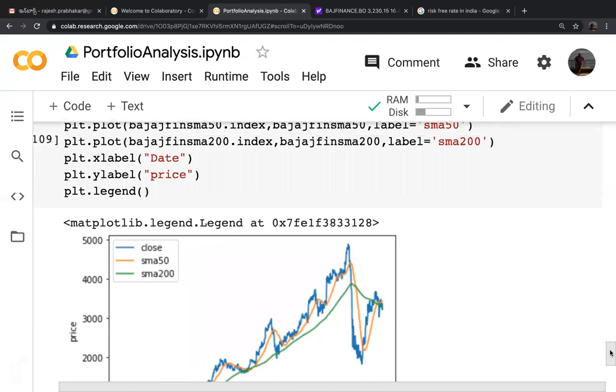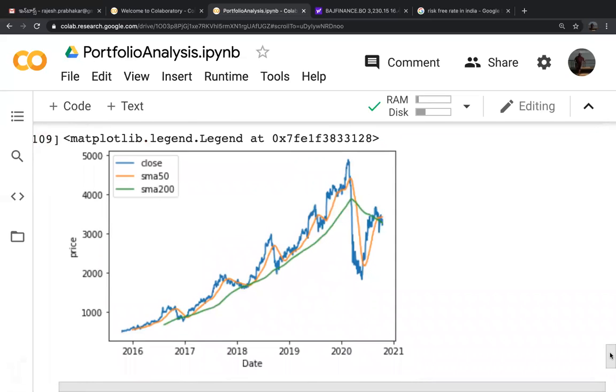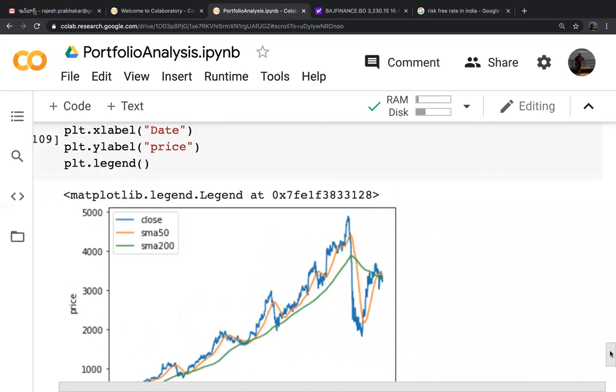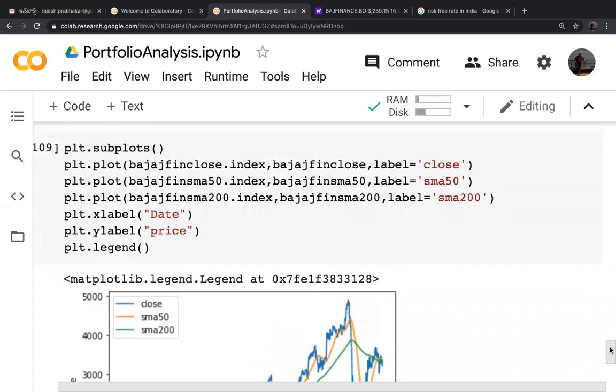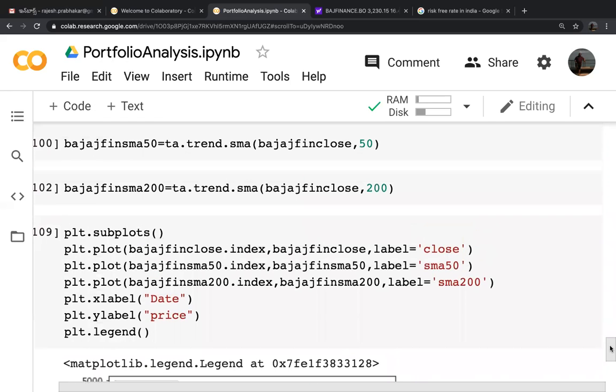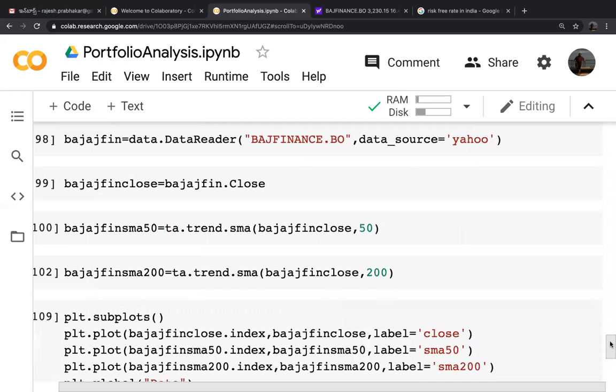PLT dot xlabel, PLT dot ylabel, and then we can get the golden cross and see here. Now it is in the position of golden cross. So we can use this TA package as indicators. This TA package has indicators, separate indicators. TA package has very good indicators.